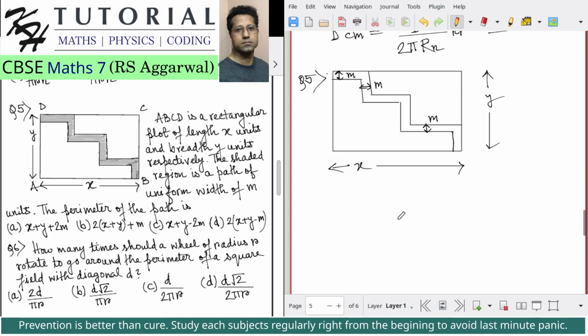Now let's try to visualize what will be the perimeter. Let's say the rectangular plot is ABCD. Let's try to give some names to the vertices of the path. Let's say this be E, and let's say this be F, G, H, I, J, and then this be K, L, M, N.